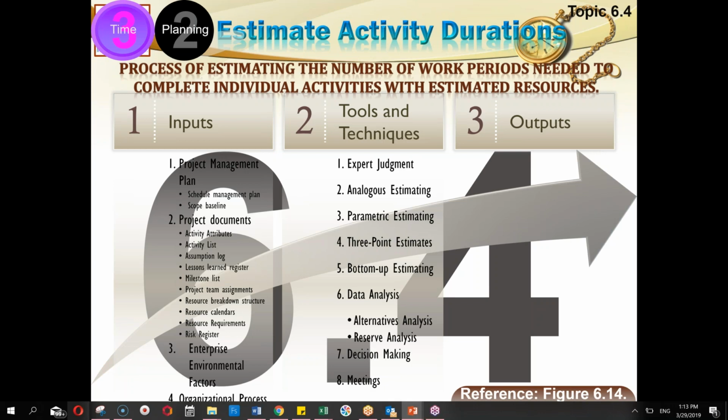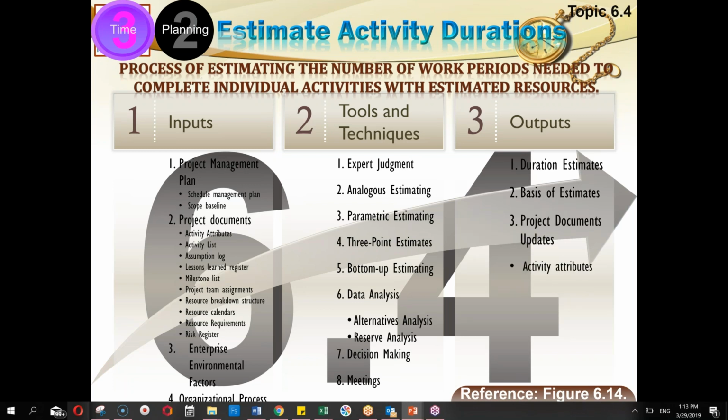Okay, now let's see what the tools are. You can use your expert judgment, of course, but some estimation tools are also available. For example, and the interesting part is almost the same estimation techniques are going to be used in cost and in resource. So first is analogous estimating. What is analogous estimating? You are trying to create an analogy between a previous event, a historical event, and this event.